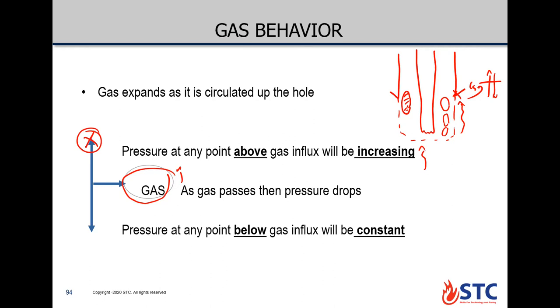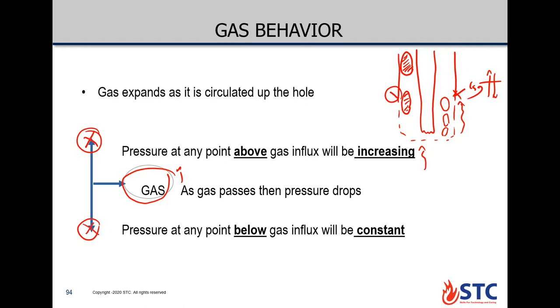Guys, while the influx is passing, the pressure will decrease. Yes, will decrease. Okay, so coming to the last case, while the influx is completely above the casing shoe or a specific point, does the casing shoe pressure increase, decrease, or stay the same? Same. Yeah, stays the same. Yes, so these are the 3 cases.